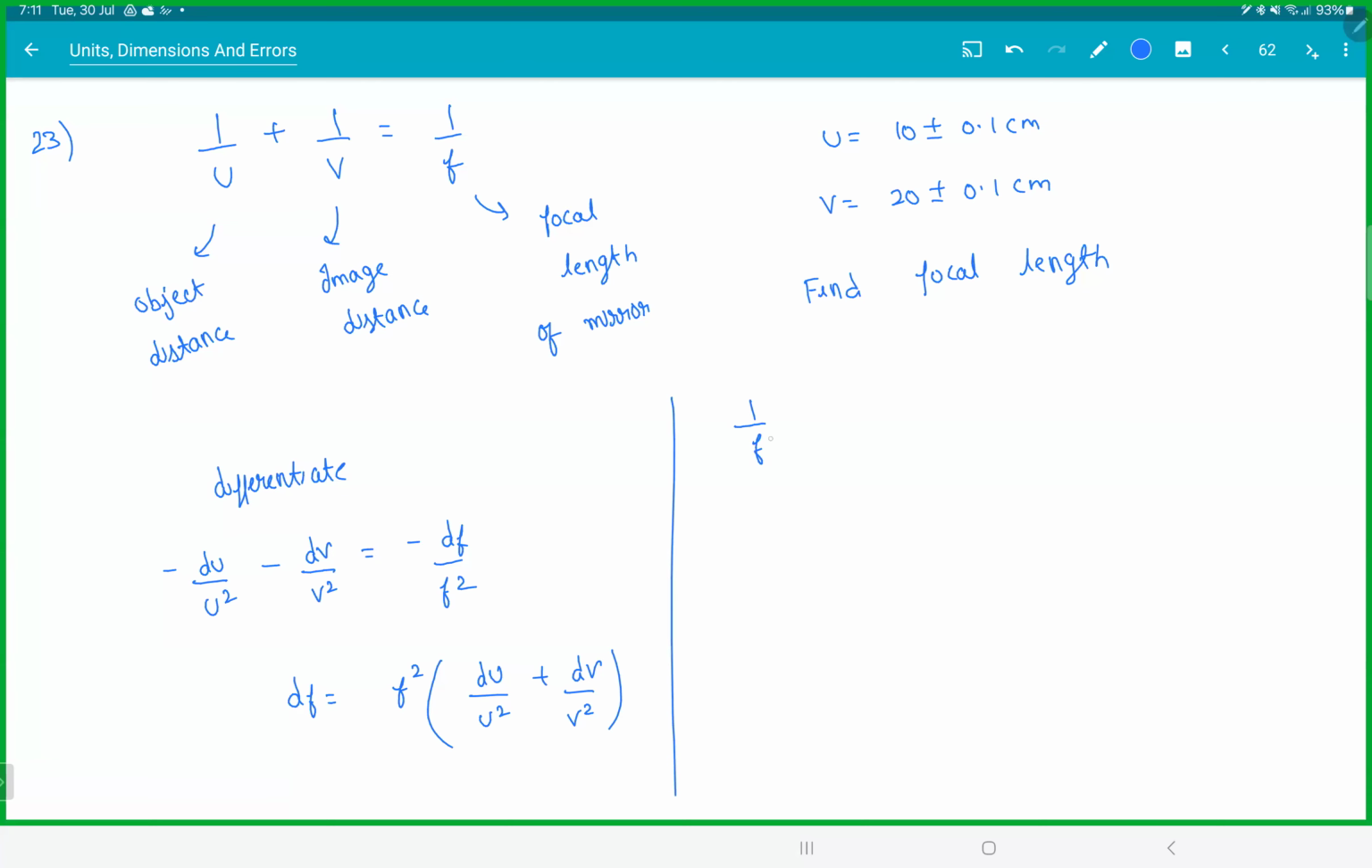And what is 1 by f? 1 by 10 plus 1 by 20. This is 3 by 20. So df will be 400 by 9 times 0.1 by 10 square plus 0.1 by 20 square. This would be 0.1 by 9, that would be 4 plus 1. That's 0.5 by 9.